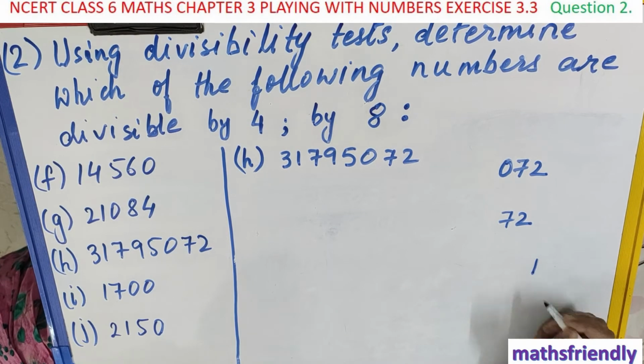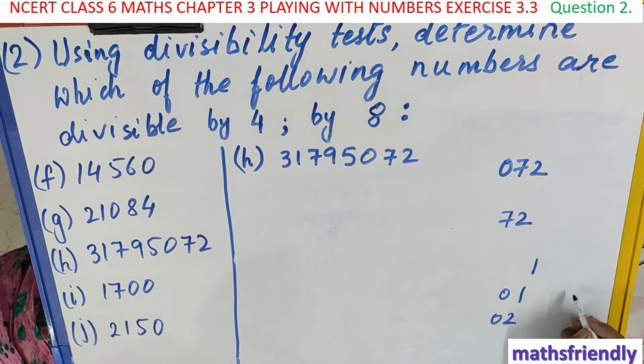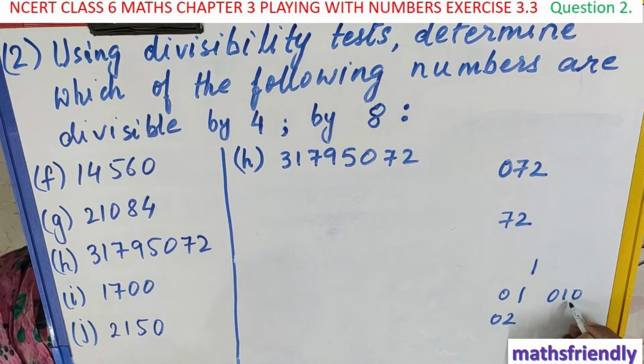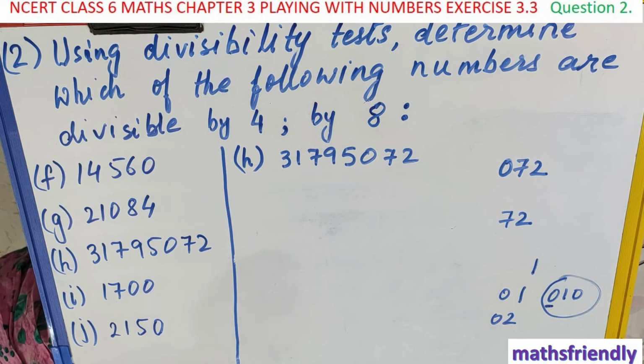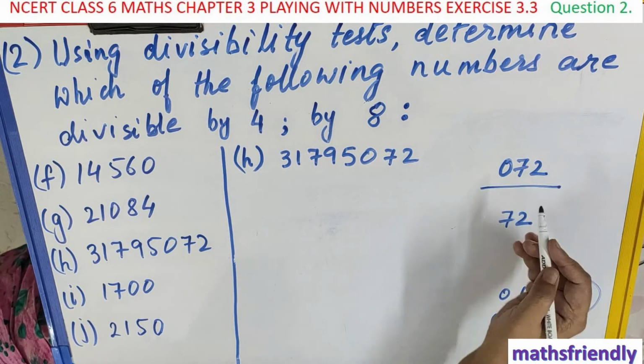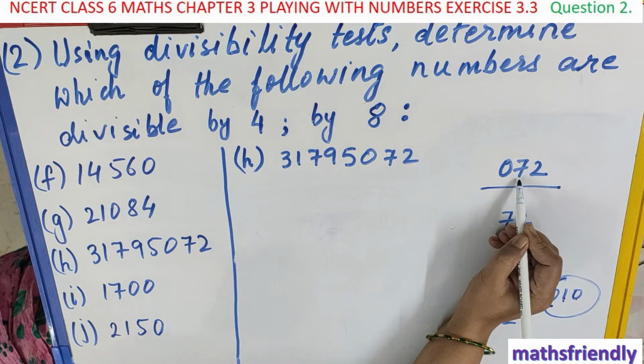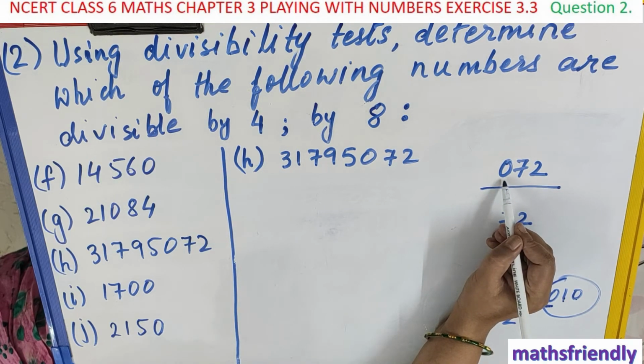Same as we can write 1 as 01, 2 can be written as 02, or 10 can be written as 0010. It means if you include a 0 on the left hand side of a number, the value of the number doesn't change. See, in this number the units digit is 2, the tens digit is 7 and the hundreds digit is 0.